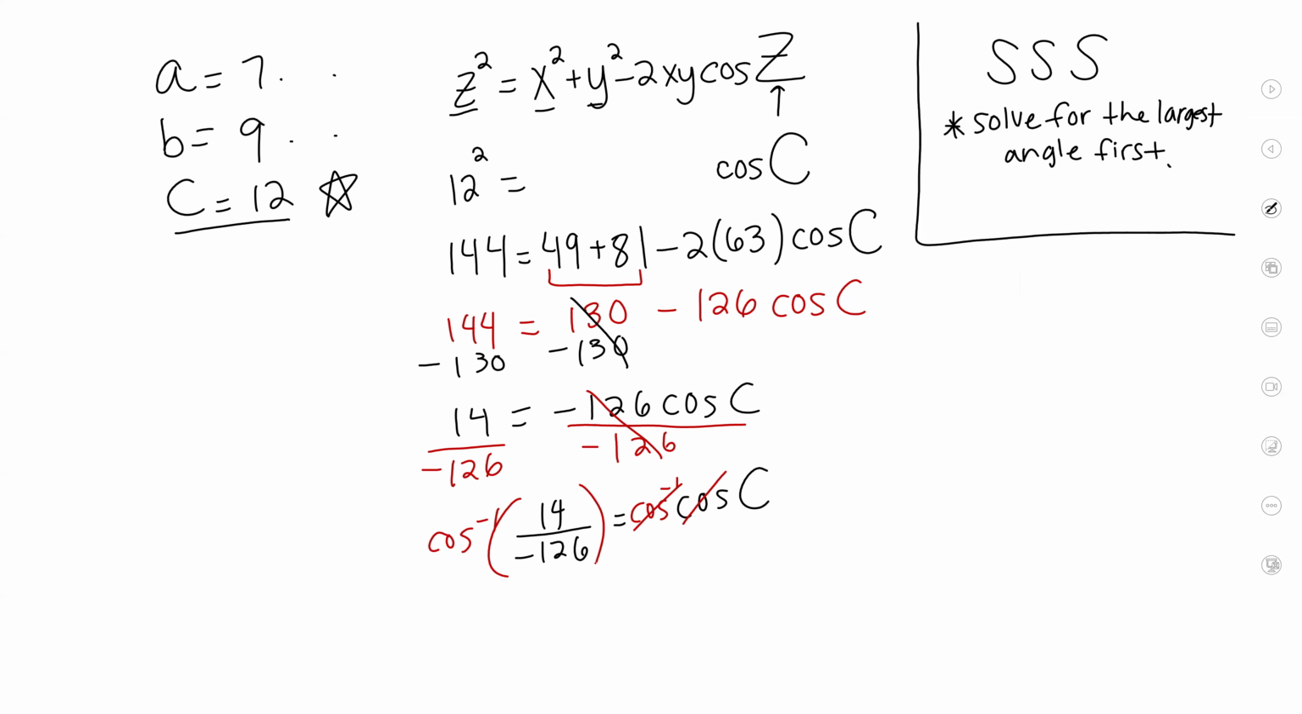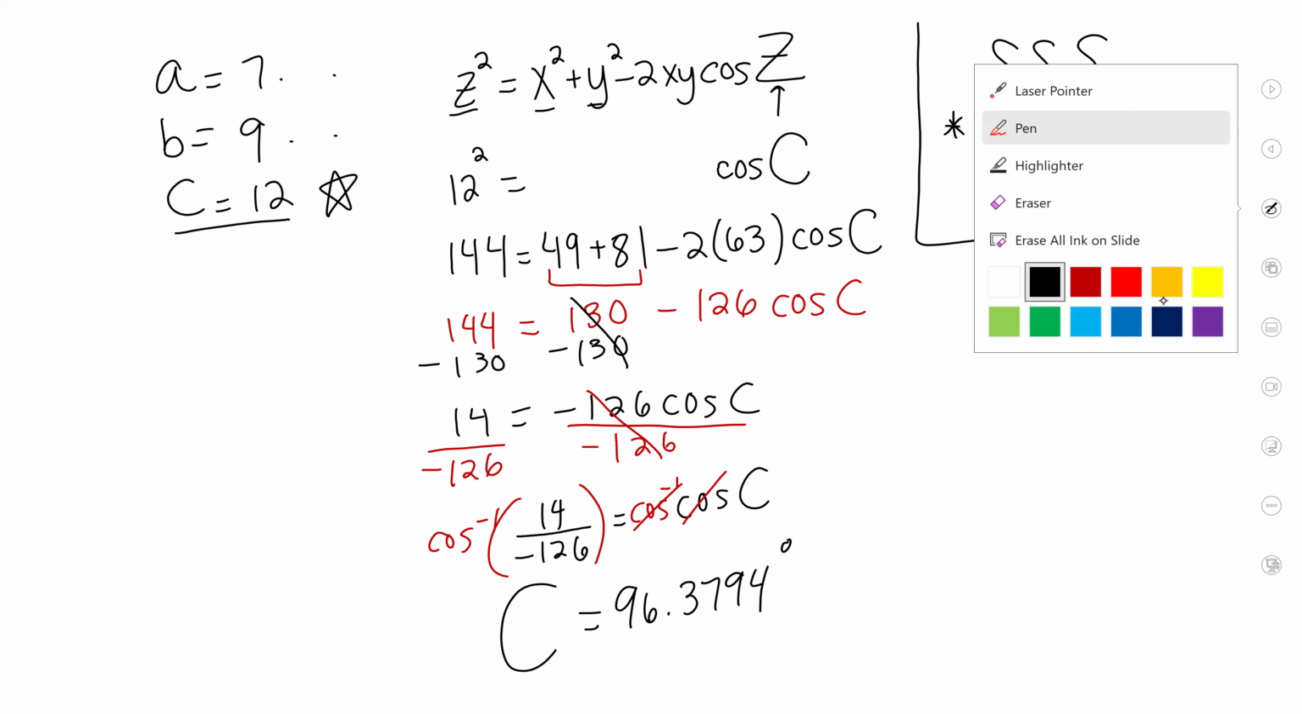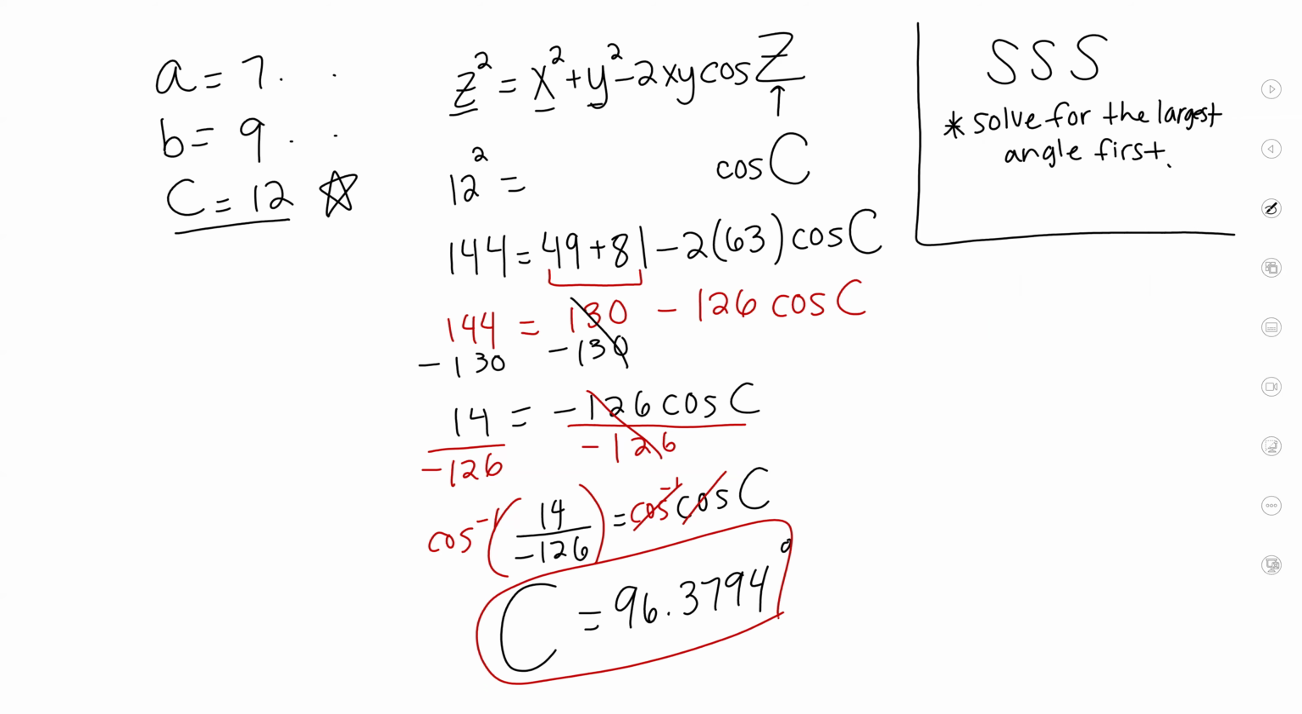So this is what you're going to type into your calculator. Let me know what you get for C. And don't round it. Give me all the numbers. Thank you. So we found angle C. Now let's find some other angles. I can use law of sines now since I have a set. I have angle C and I have side C. That is a set. So now I'm going to do law of sines.